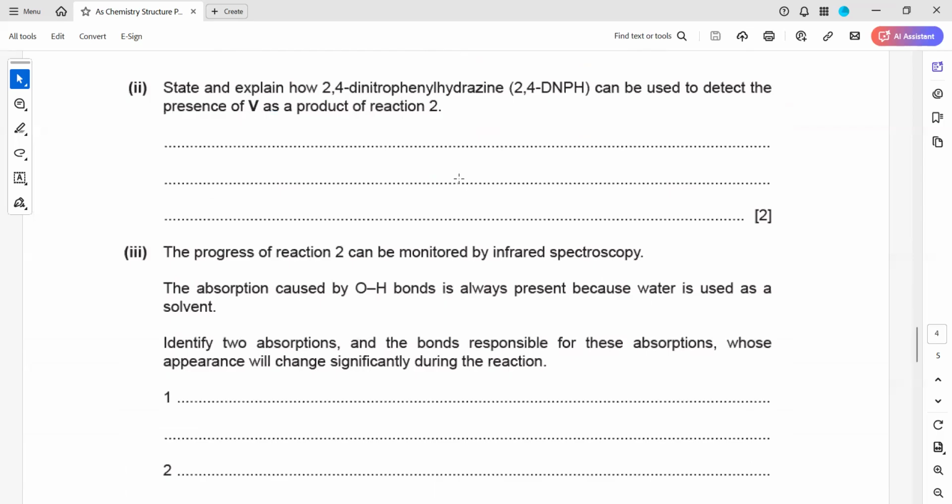Then state and explain how 2,4-dinitrophenylhydrazine can be used to detect the presence of V as a product of reaction 2. 2,4-dinitrophenylhydrazine is a test for the carbonyl group, whether the carbonyl group belongs to a ketone or to an aldehyde. So if you want to test for an aldehyde or a ketone, we use 2,4-dinitrophenylhydrazine.